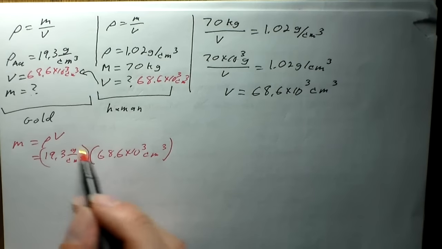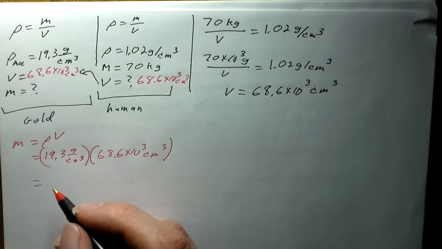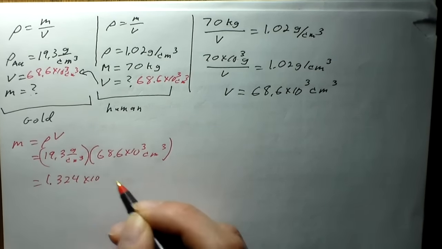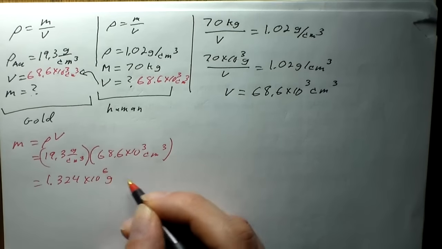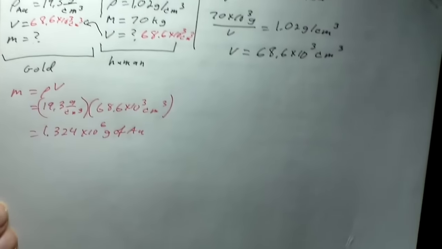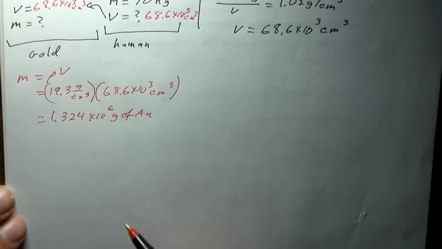My cubic centimeters cancel out, I'm left with grams. So that's going to work out to be 1.324 times 10 to the sixth grams of gold. Right. So obviously quite a bit. Now just for fun, let's figure out how much your solid gold statue will actually cost you.